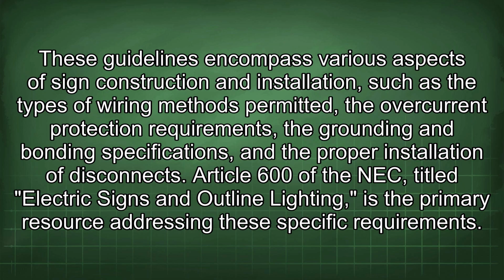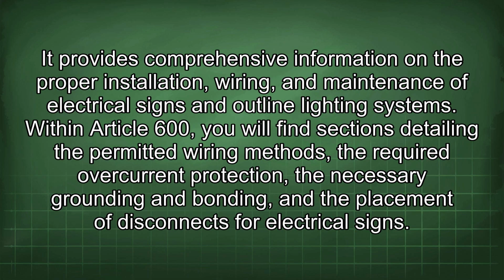Article 600 of the NEC, titled Electric Signs and Outline Lighting, is the primary resource addressing these specific requirements. It provides comprehensive information on the proper installation, wiring, and maintenance of electrical signs and outline lighting systems. Within Article 600, you will find sections detailing the permitted wiring methods, the required overcurrent protection, the necessary grounding and bonding, and the placement of disconnects for electrical signs.